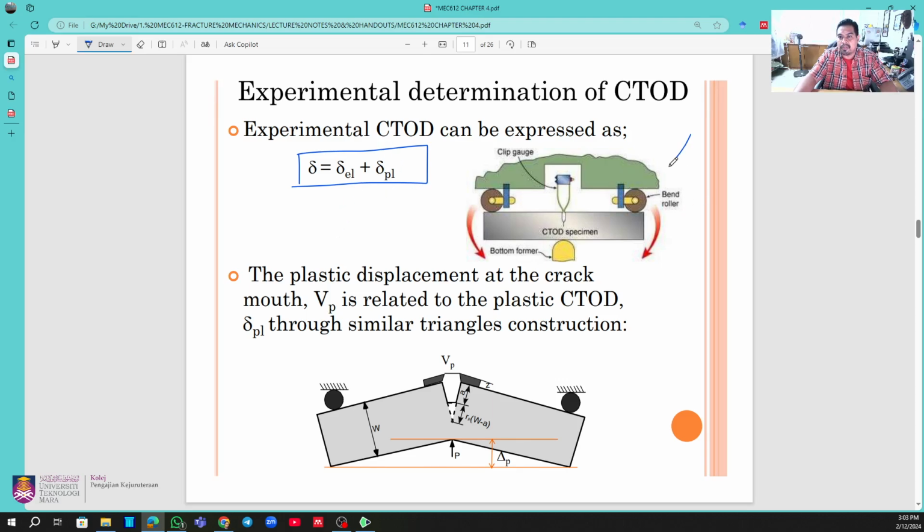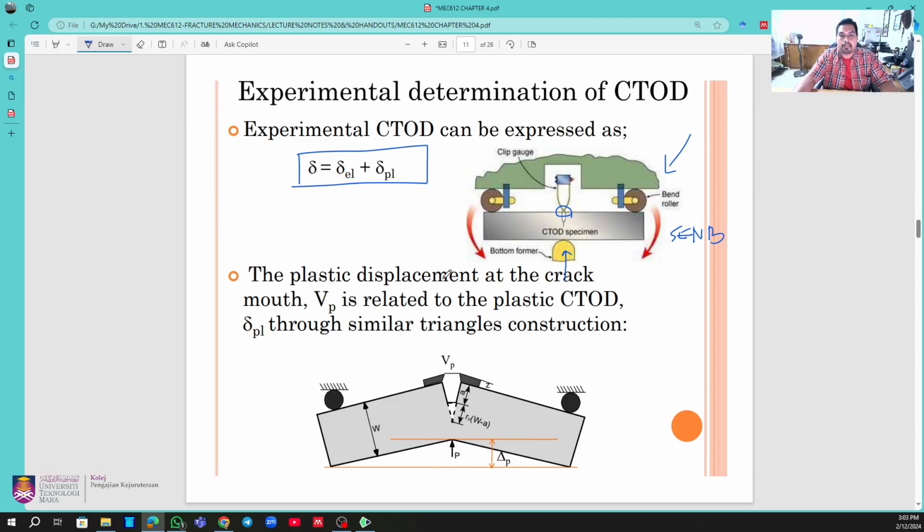This is the arrangement for the SENB. What does SENB mean? Single edge notch bend, so this is notch bending. The load is coming from the bottom and pushing in the upward direction. We have a clip gauge. We measure the mouth opening, not the crack opening, not the crack tip opening. We are measuring the mouth opening rather than the crack tip opening.